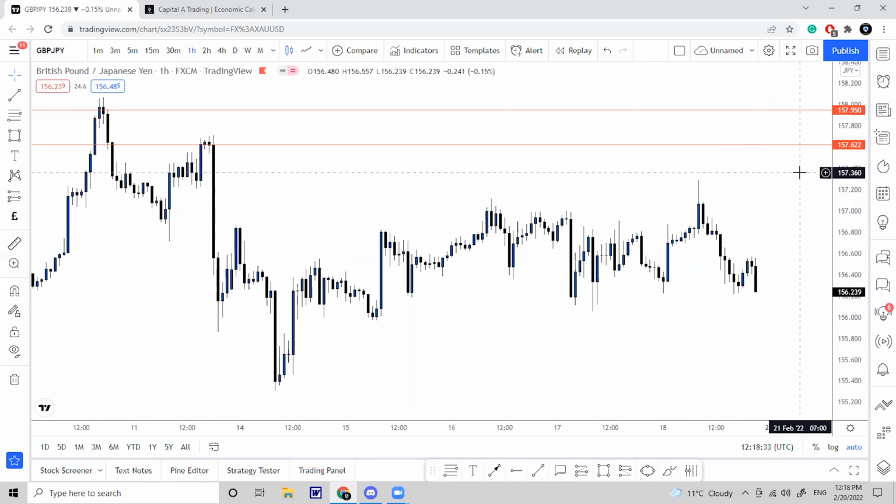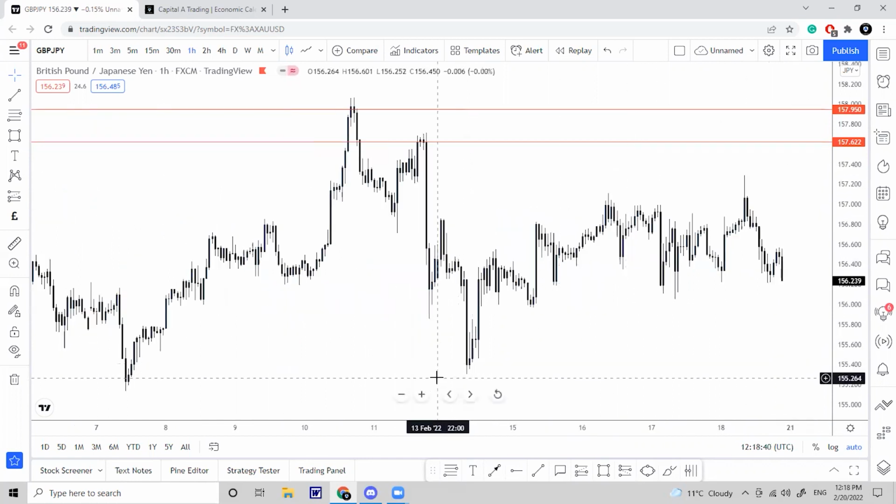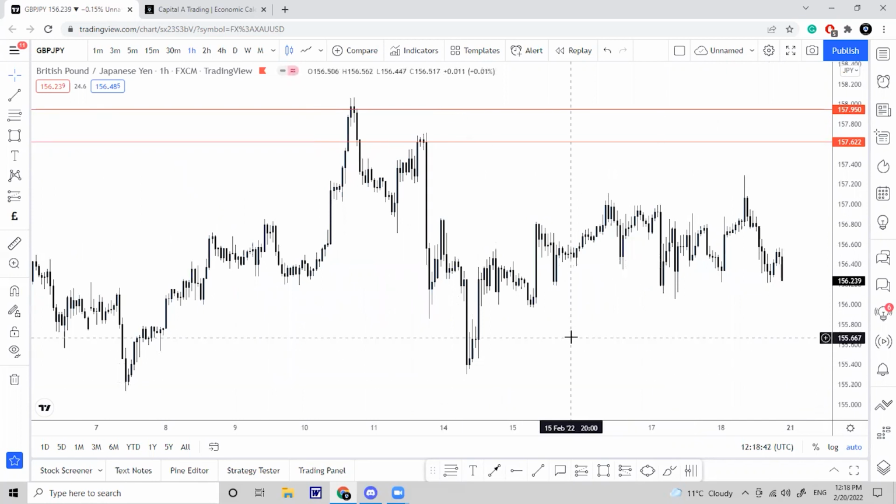If it goes above this level, the trade will become invalid. So I can have a nice small risk, a nice good entry, and hopefully there's a target around 155 that price can at least get to. So keep an eye on that one. That's going to be the pound yen.